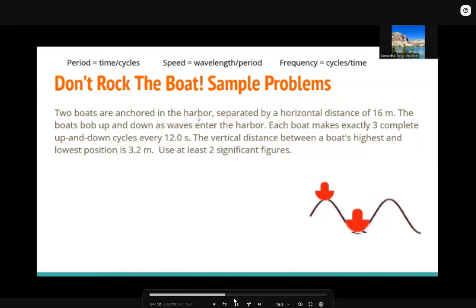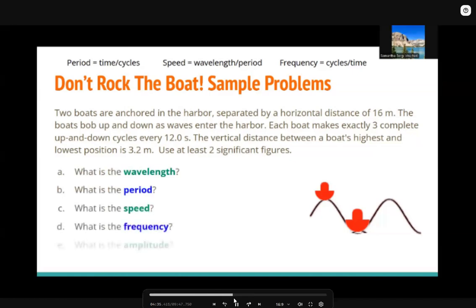Now you'll notice that all of our equations are at the top of the screen here. We've got period is time divided by cycles, speed is wavelength divided by period, and frequency is cycles divided by time. Now speed, this is a new equation up here. You also could do speed is wavelength times frequency. I changed it to this one just to make it easier as you're going through these problems. So we're going to be answering what is wavelength, what is period, what is speed, what is frequency, and what is amplitude.